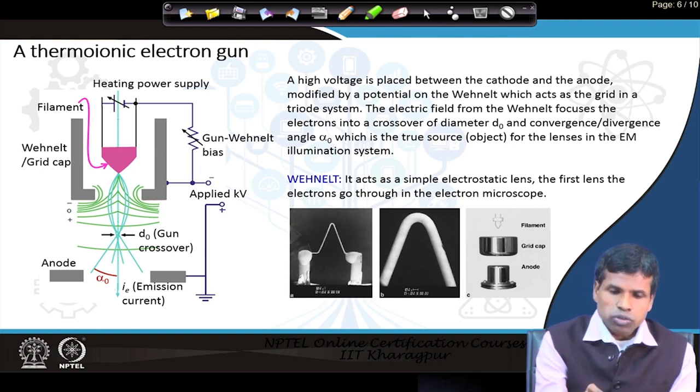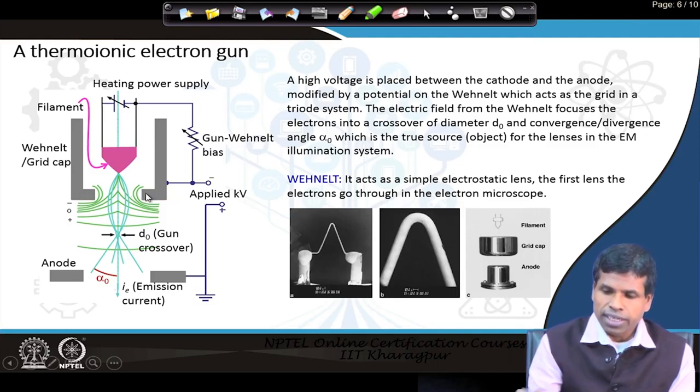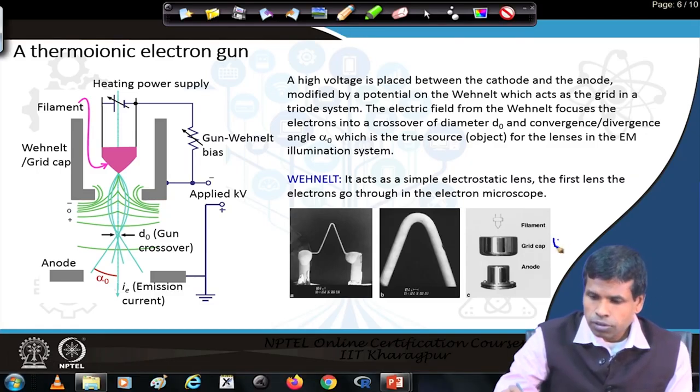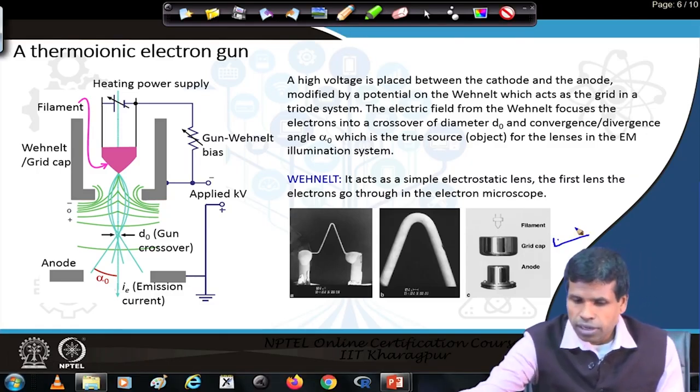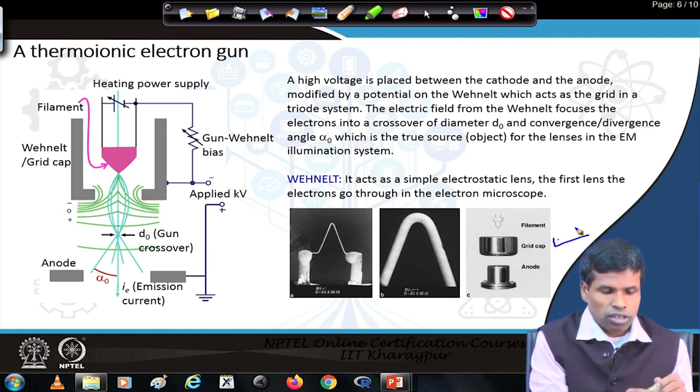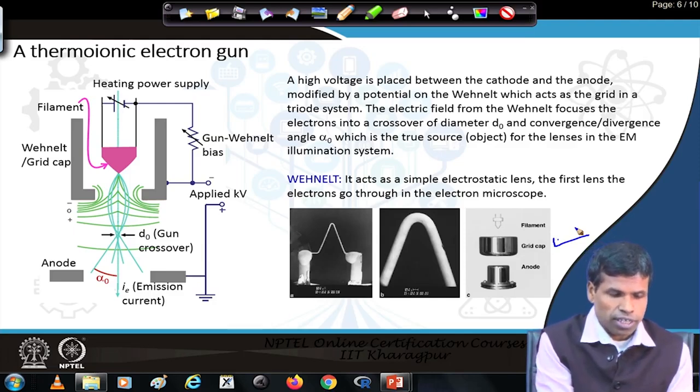Now, as you see in between, we have a grid, which is called the Wehnelt cap. That is what you see here. And if you want to see a tungsten electron gun, then I can show you a tungsten thermionic gun. Okay, good. You see here a thermionic gun made up of tungsten filament, which was used in the early days of scanning electron microscope. This is a thermionic gun.